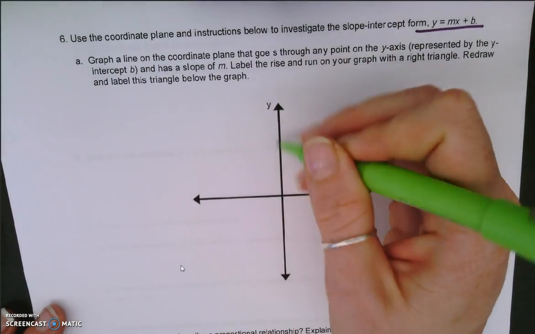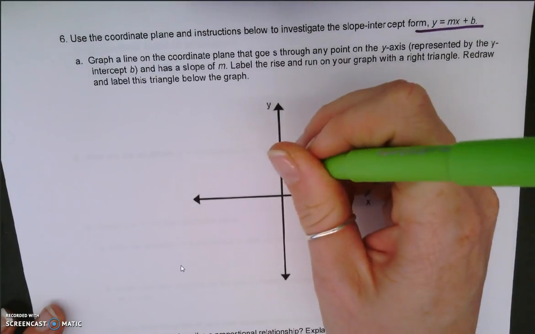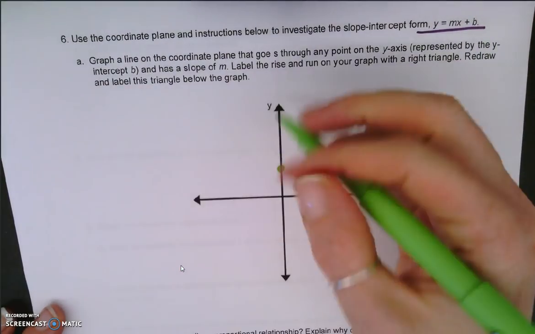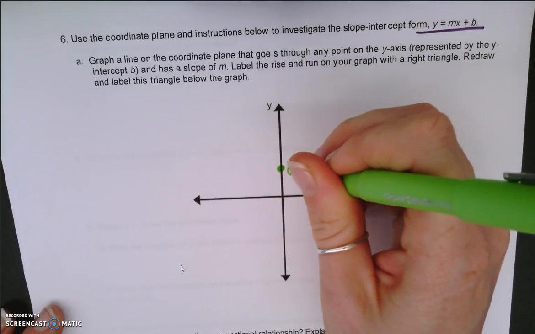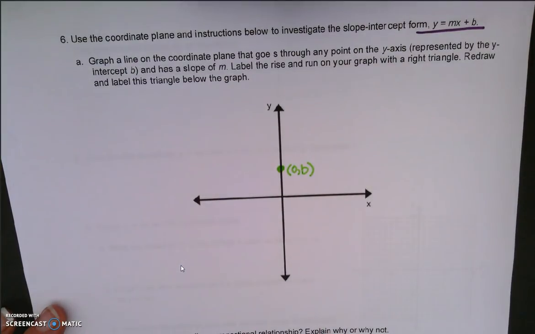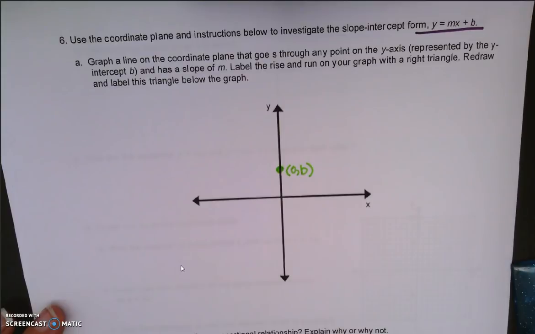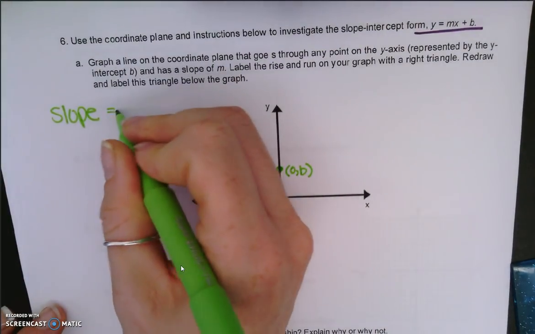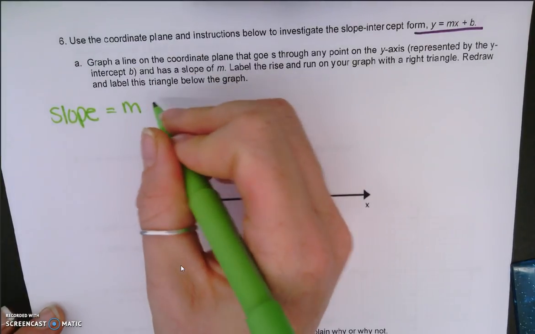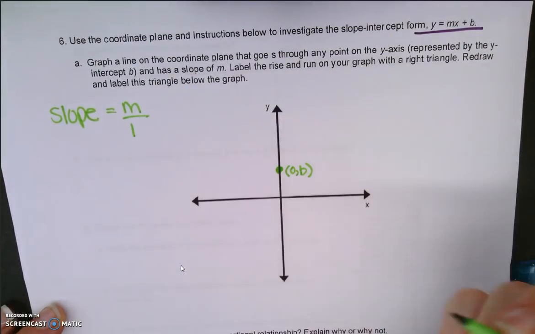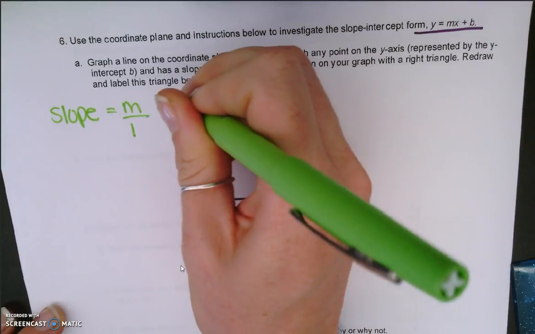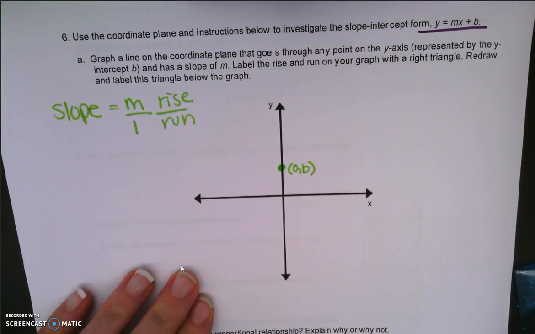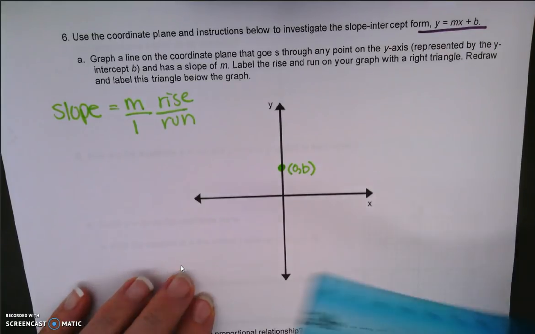So anywhere you want on the y-axis, let's go right here. And this is represented by the y-intercept b, so this is going to be (0, b). And now I need to draw a slope. Remember, your slope, which is m, we have the rise over the run, so we need to say that our denominator is 1 for our run. Let's make this a positive slope.